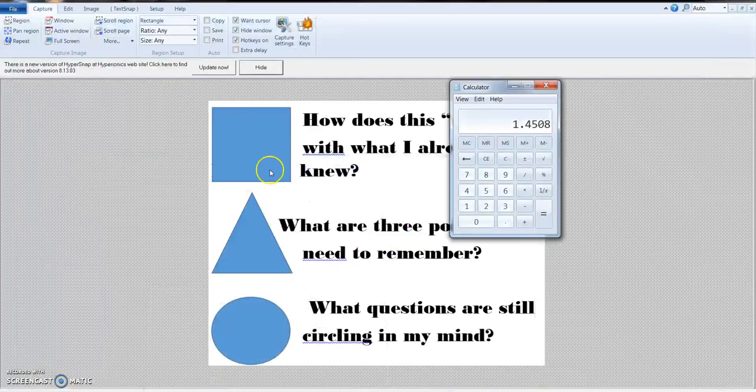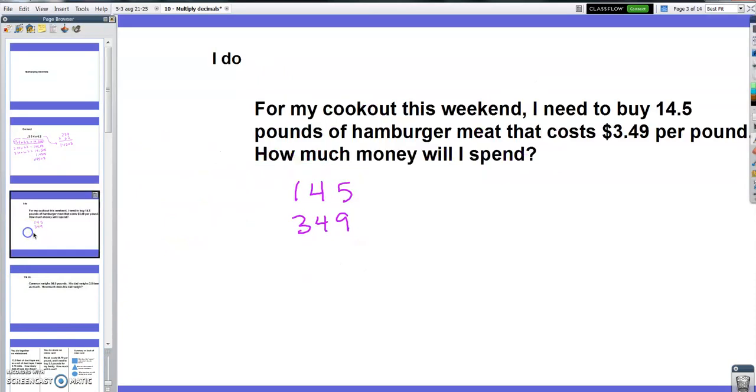I'll teach you to do that too. To solve this question, 14 and 5 tenths times 349, I'm going to multiply the numbers and totally ignore the decimal for a minute, because I know that's going to give me the right digits. I'm going to use the standard algorithm. I'm going to start with my 9. 9 times 5 is 45. 9 times 4 is 36, plus 4 is 40. 9 times 1 is 9, plus 4 is 13.